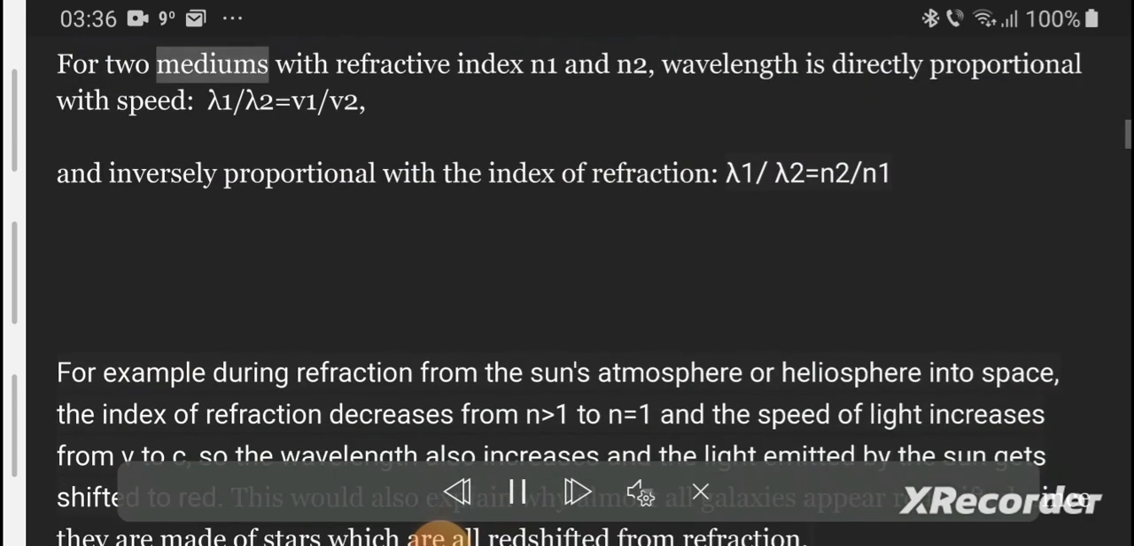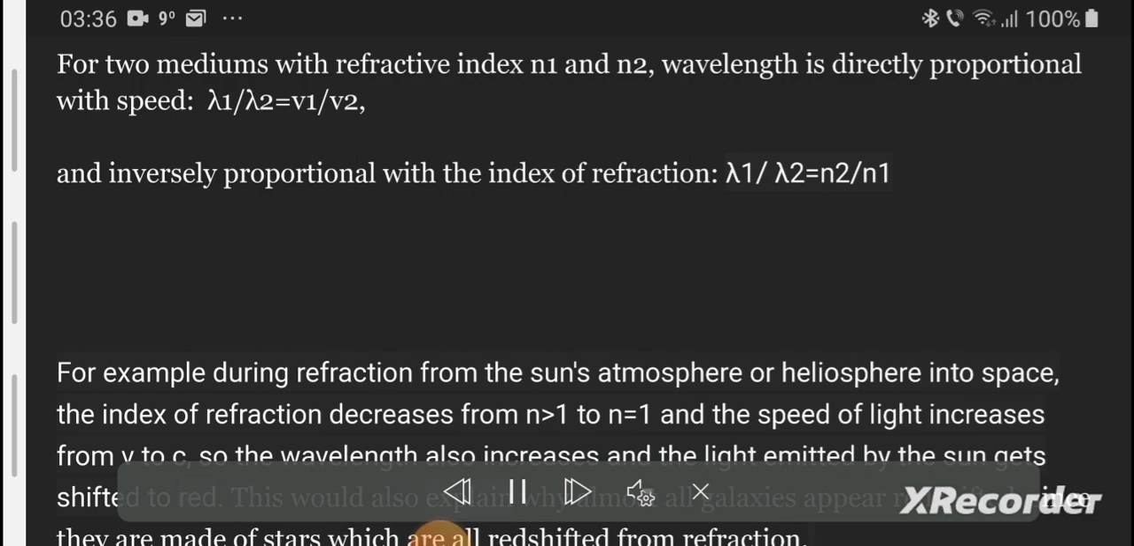For two mediums with refractive index n1 and n2, wavelength is directly proportional with speed, lambda1/lambda2 equals v1/v2. And inversely proportional with the index of refraction, lambda1/lambda2 equals n2/n1. For example, during refraction from the Sun's atmosphere or heliosphere into space, the index of refraction decreases from n greater than 1 to n equals 1 and the speed of light increases from v to c, so the wavelength also increases and the light emitted by the Sun gets shifted to red.